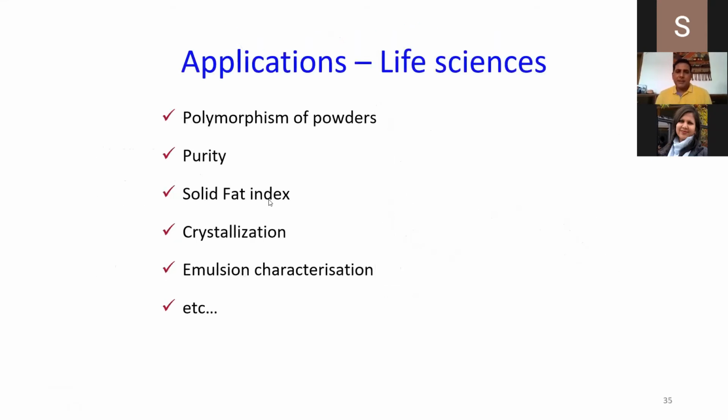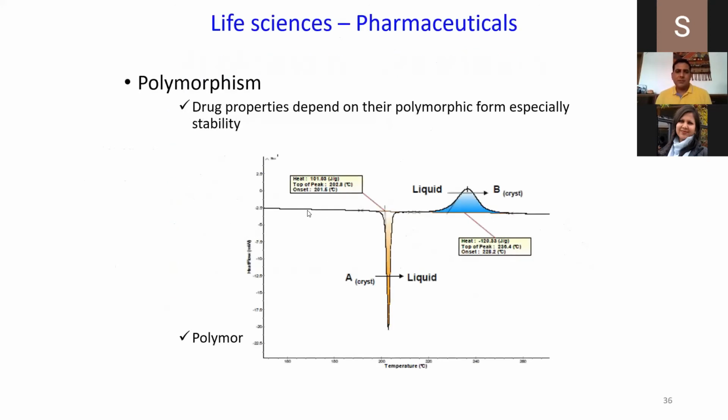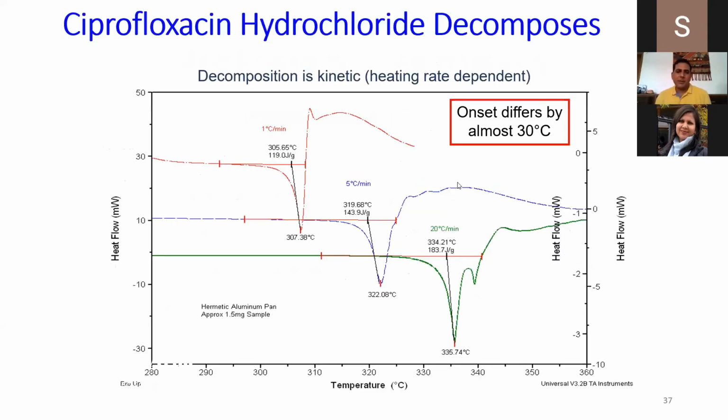Then in the case of life science, you can look at polymorphs, purity, solid phase, and crystallization. Let's see what you have here. You have polymorphs, and how the melting would happen here. It means the stability. Then a crystallization part here. After that, decomposition is rate and kinetics dependent. If you provide a high heating rate, you would get one product. If you work at a low heating rate, you will get a different product. So your heating rate will control the decomposition of the sample.